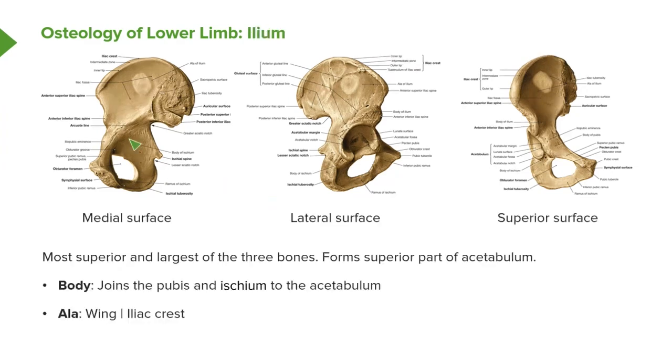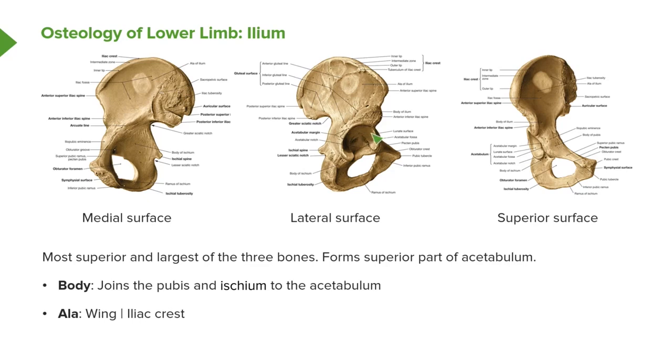We can see the ilium is this large wing-shaped bone. It's the most superior and largest of the three bones, and it forms the superior part of the acetabulum. So if we look here on the lateral surface, this is all ilium here, and we can see it actually going to form the superior part of the acetabulum. So a line going in approximately this direction here would be the separation of the ilium with the ischium and the pubis. So this line here separating the ilium above.